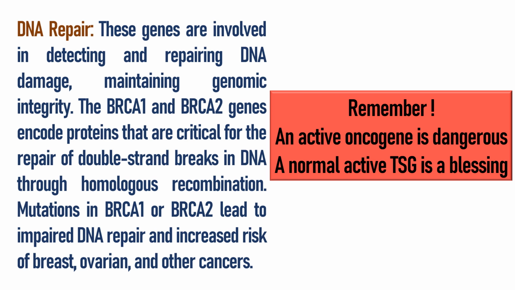DNA repair. Tumor suppressor genes are involved in detecting and repairing DNA damage, maintaining genomic integrity. The BRCA1 and BRCA2 genes encode proteins that are critical for the repair of double-strand breaks in DNA through homologous recombination. Mutations in BRCA1 or BRCA2 lead to impaired DNA repair and increased risk of breast, ovarian, and other cancers.